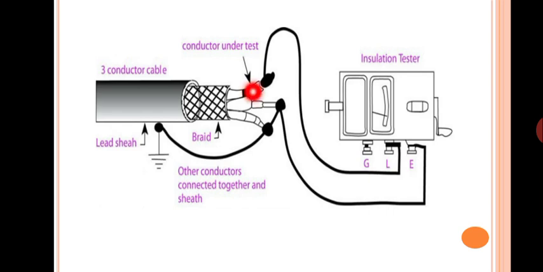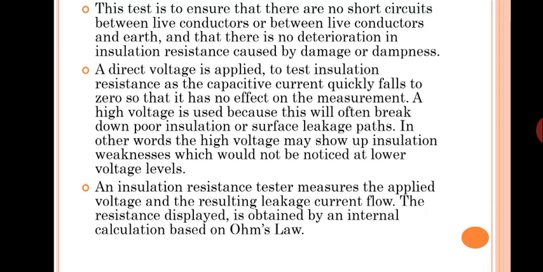Similarly, we can use it for cables. There we use the megger and connect one line and earth, and this is connected to the sheath also. So the same thing is used for cables also. This test is to ensure that there is no short circuit. So we mainly do the insulation resistance testing to see that there is no short circuit.